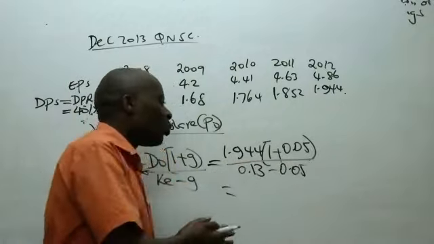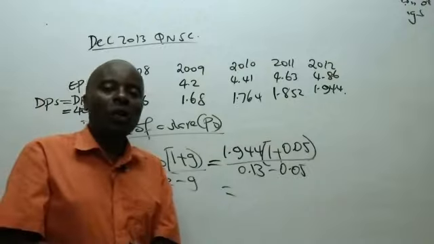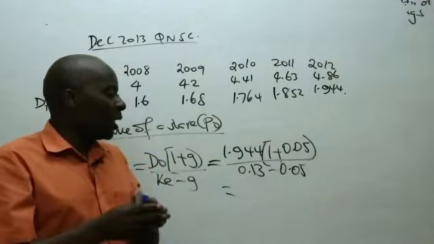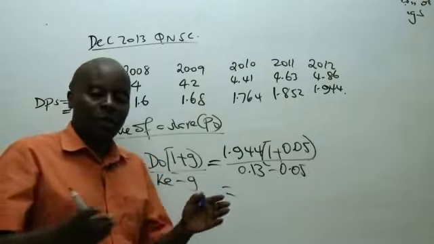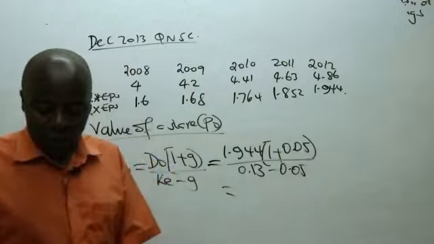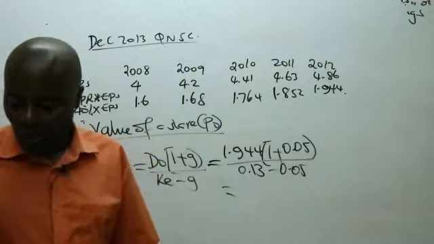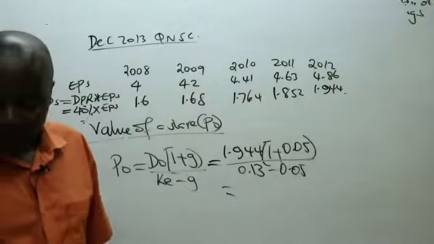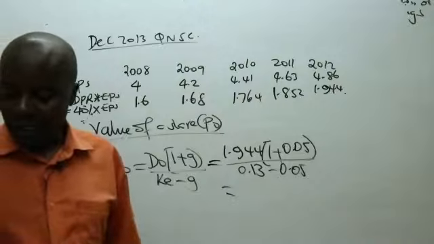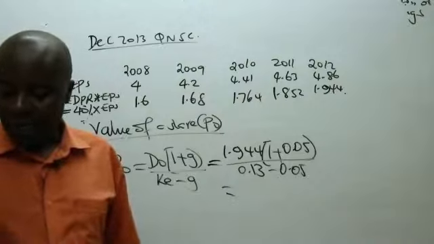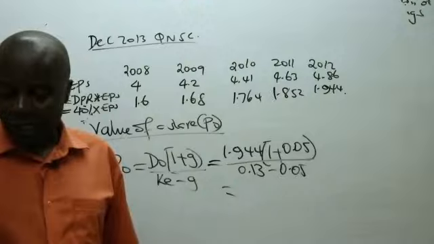So I want you to do me a favor, go slowly, get the numerator, get the denominator, and then give us the quotient. The moment you do that, you will have answered that question.